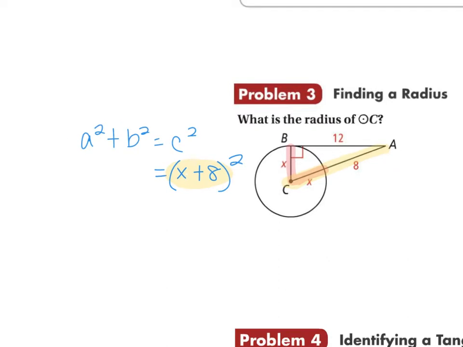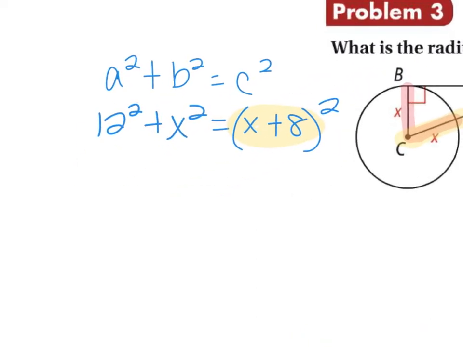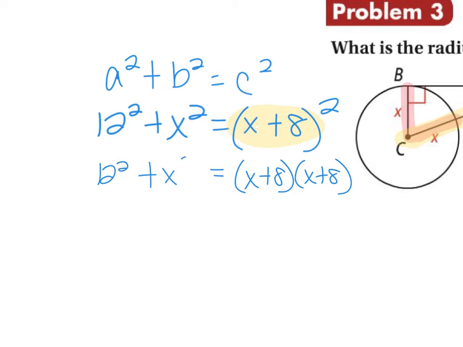Okay, and now we need to do our two legs. One of my legs is 12, so I'm going to have 12 squared, and the other leg is X, so it'll be X squared. Okay, stick with me. Now we need to multiply out the right side of that equation. Since it's that whole binomial squared, we're going to have to do X plus 8 times X plus 8. I know it's been a minute since you FOILed anything, but it'll be okay. We're going to do it together. So let's go ahead and do it.